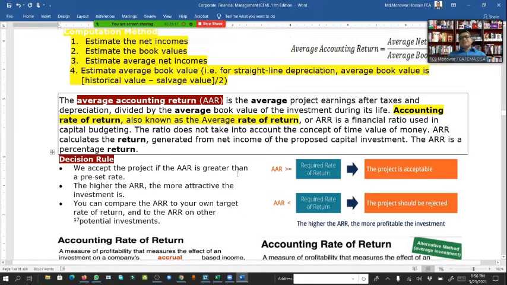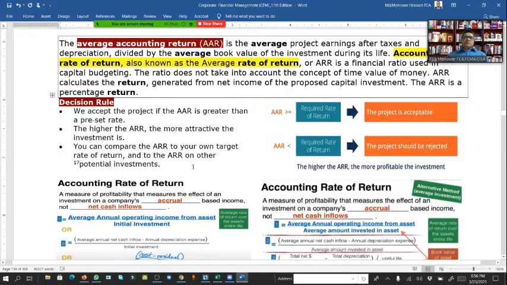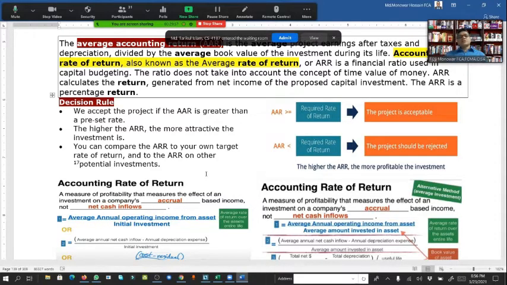ARR is the financial ratio used in capital budgeting. The ratio does not take into account the concept of time value of money. ARR calculates the return generated from the net income of the proposed capital budget, and ARR is a percentage return. And what would be the decision? Which item will be taken? That means when ARR is greater than the required rate of return, then the project should be accepted. And when ARR is less than the required rate of return, we will not take the project.